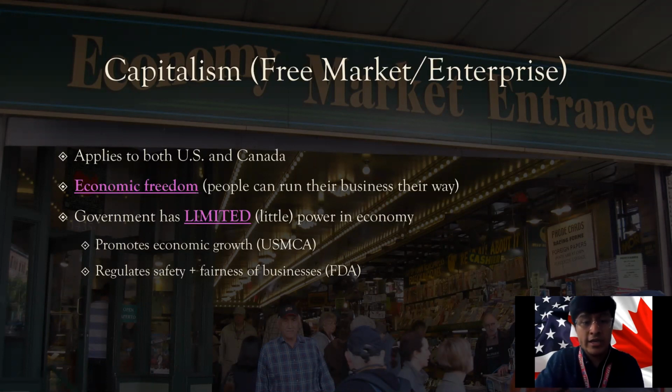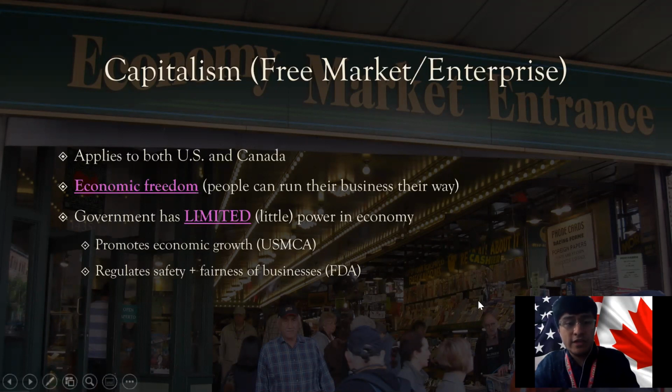And they also do regulate the safety and fairness of businesses, such as the FDA, or the Food and Drug Administration, where, yes, you are free to run your own business, but the government does intervene by passing some laws or even creating these government organizations that regulate and make sure that businesses are not just sending out products for consumption that could kill citizens or severely harm them just in order to turn a profit. All right. So the small amount of power that the government does have is meant to promote the economy and to help regulate businesses in terms of safety and fairness.